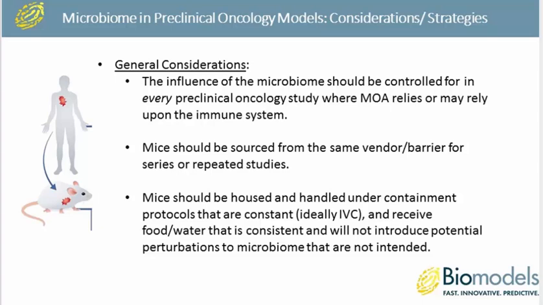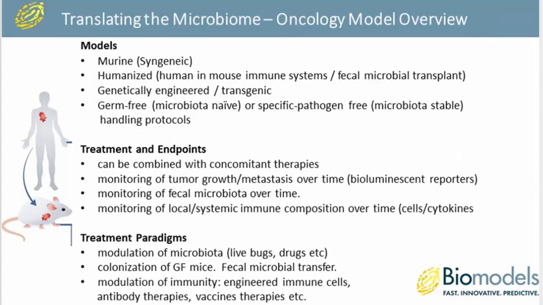So mice should be sourced from the same vendor or barrier for series or repeat studies, and mice should be housed and handled under containment protocols that are constant, ideally individually ventilated caging, receive food and water that is consistent, and not introduce potential perturbations to the microbiome that are not intended. And that's just controlling for a variable that needs to be acknowledged in immuno-oncology.